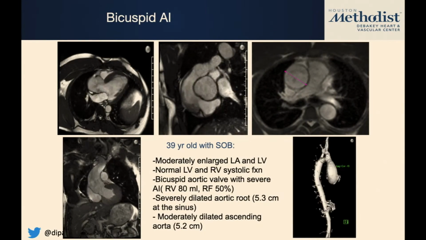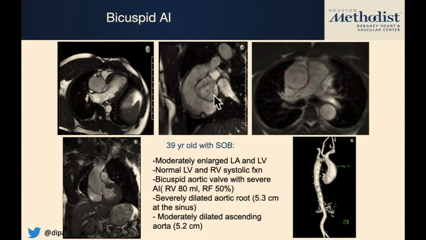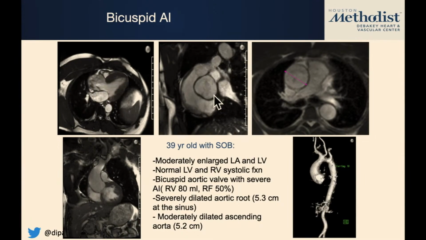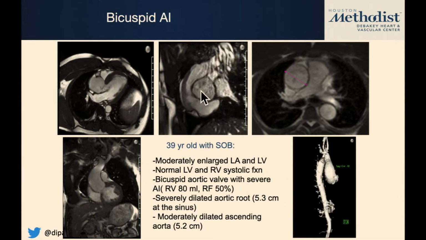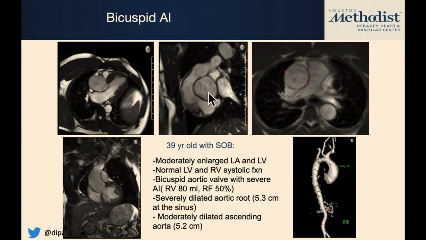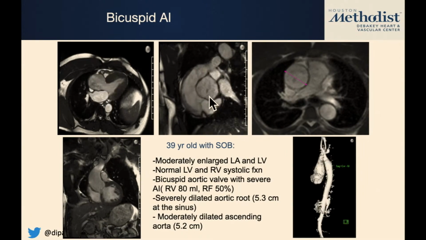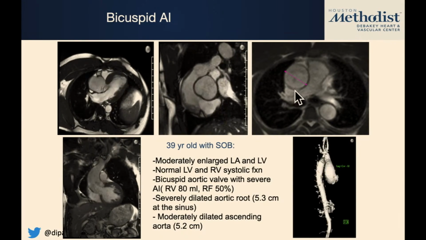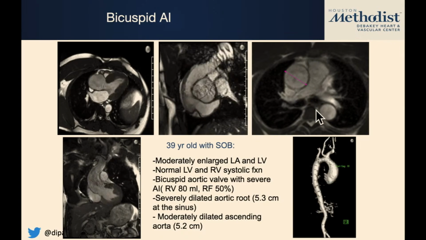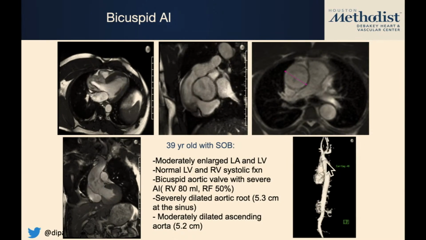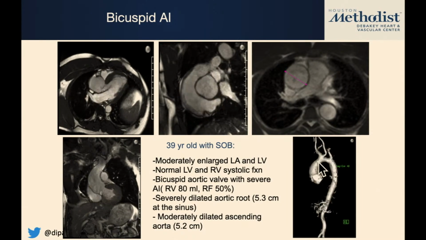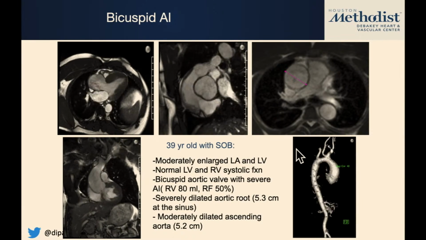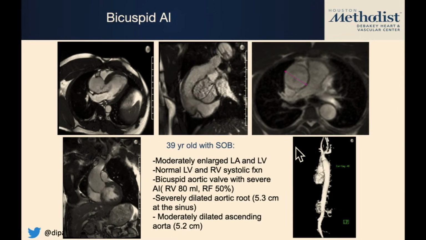So our goal is not only to quantify severity, but also look at the valve itself. And then in addition to that, look at the aortic root as well as the ascending aorta. Because we know that patients, especially with a bicuspid or unicuspid or a quadricuspid valve, can oftentimes have associated aortopathy. This can affect not just the root, but oftentimes the ascending aorta. And for patients with bicuspid valve, we also want to look for an associated coarctation in the aortic isthmus.